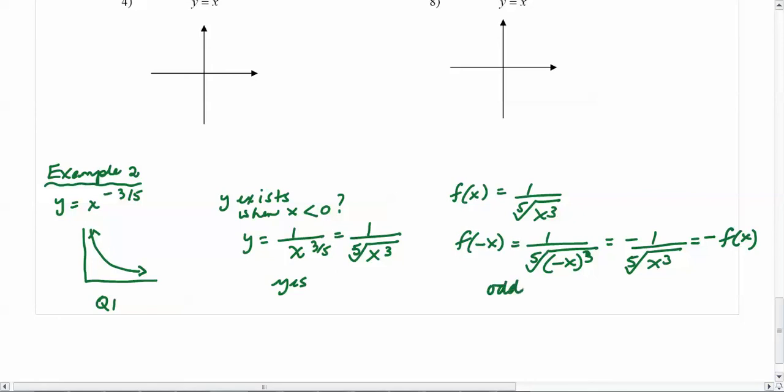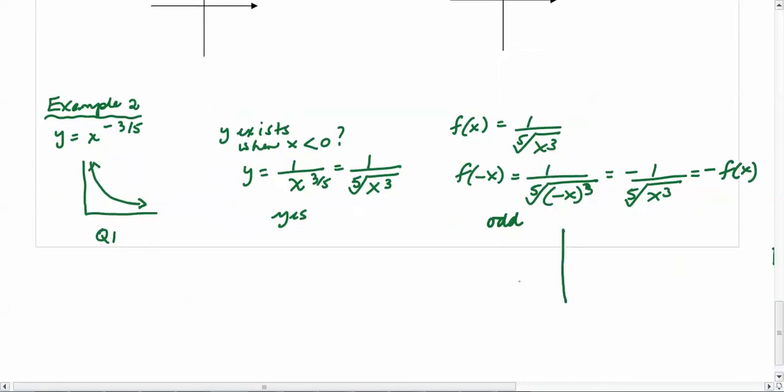And so to get the rest of my graph, I reflect first on one axis and then the other axis. So suppose I reflect in this, and then here is the other half of my graph, and that's what my final graph is going to look like.